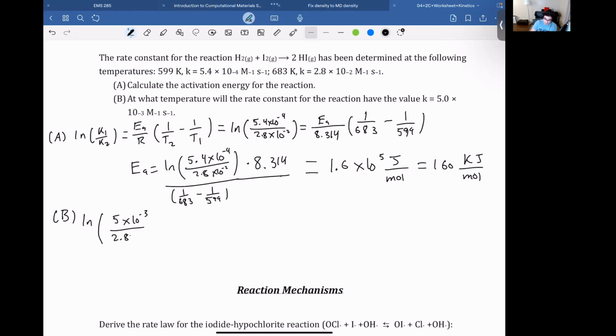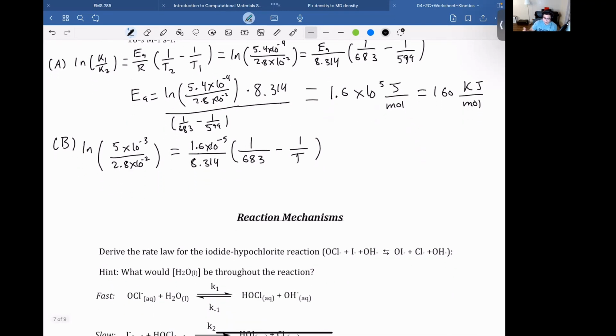One on the bottom, 2.8 times 10 to the negative 2, is equal to EA, that's 1.6 times 10 to the negative fifth, over R, which is 8.314. This is 1 over 683 for the second temperature. I want to find the temperature that is associated with that top K value. And then you just solve for T here.